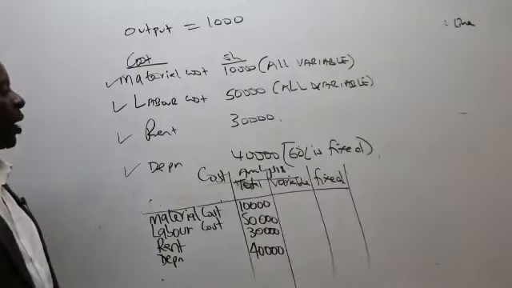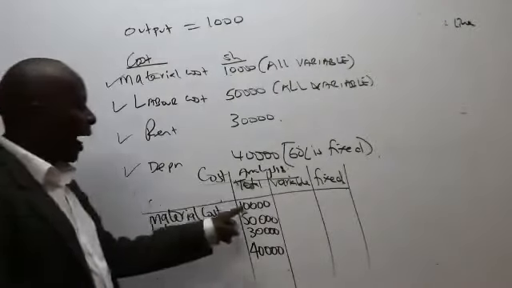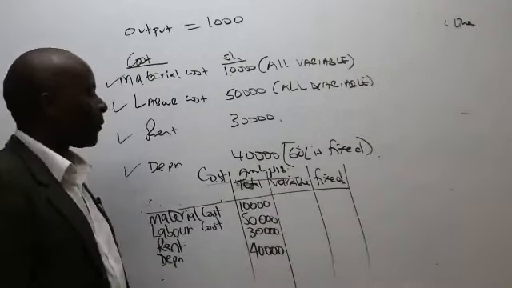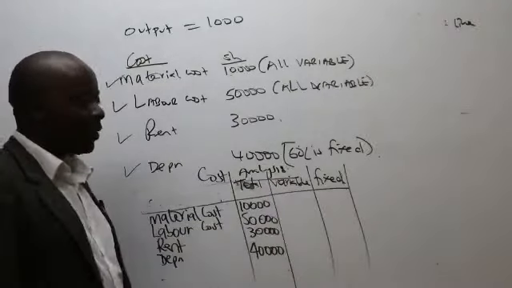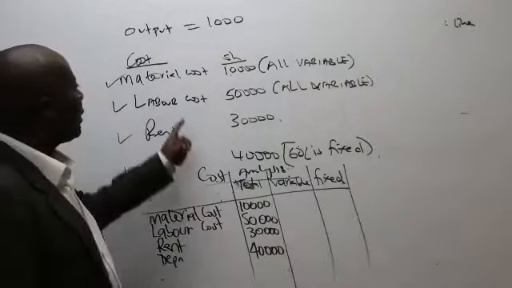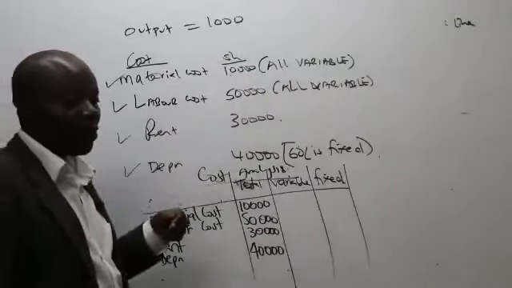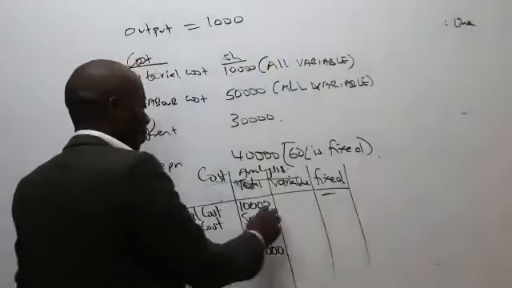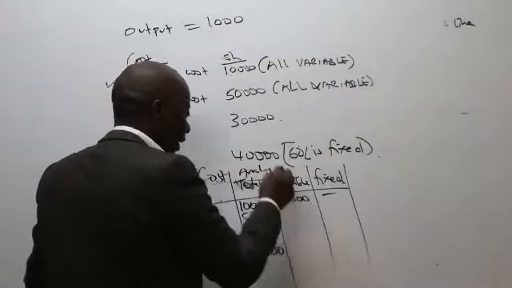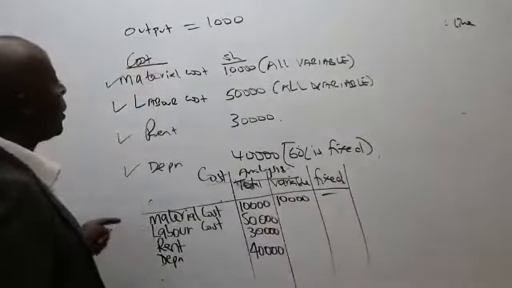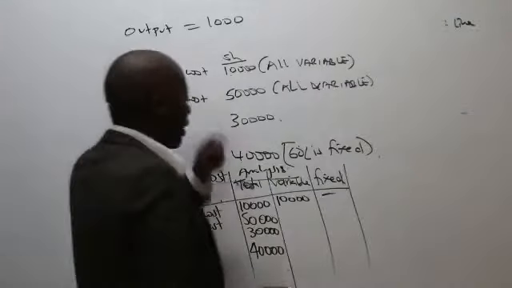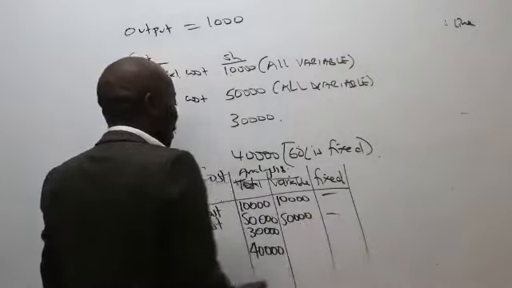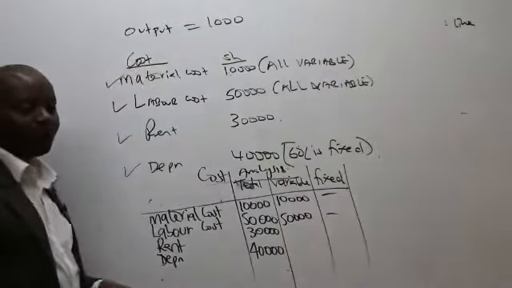So, ladies and gentlemen, then we will come and classify this amount into the two columns. Like material cost, what have they told us? They have just told us here that material cost, all of it is variable. So there is nothing of material that is fixed. How about labor cost? All of the labor cost is variable. 50,000, there is nothing of labor that is fixed.